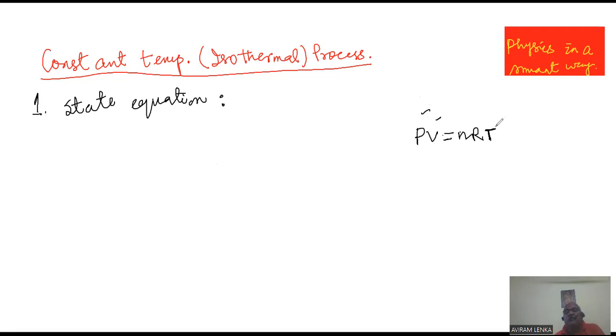Once you say temperature is constant, if you look at the right hand side, you know the number of moles. Once you select the gas, the number of moles you cannot change. R is the universal gas constant, it is not within our powers to change it, that is 8.31 in SI. Now we say temperature is constant, so the right hand side becomes constant. The moment the right hand side becomes constant, we know PV equal to constant.